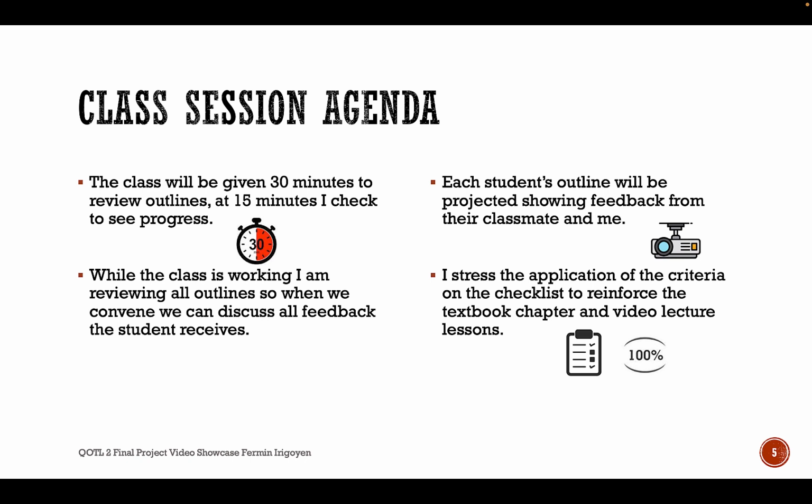So we come into class. I usually have the students work 30 minutes on an outline. So they should have their checklist with them. They know what they're looking for. And at the 15-minute mark, I usually check in to see how people's progress is going. So while they're doing that, I'm going through all of the outlines in class so that when we reconvene, I can discuss all the feedback from my observations and what the student received from their peer.